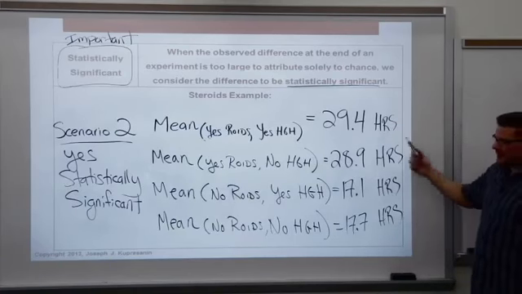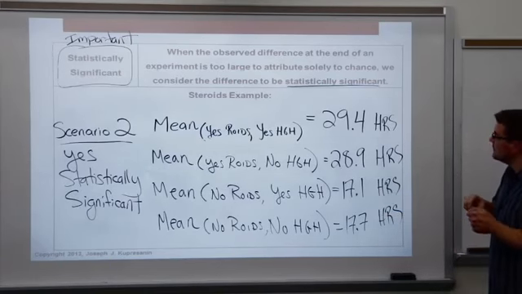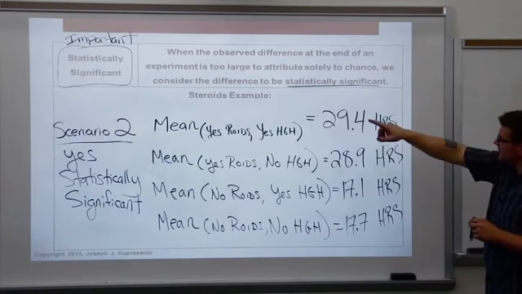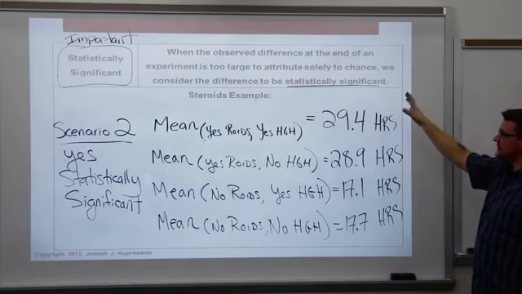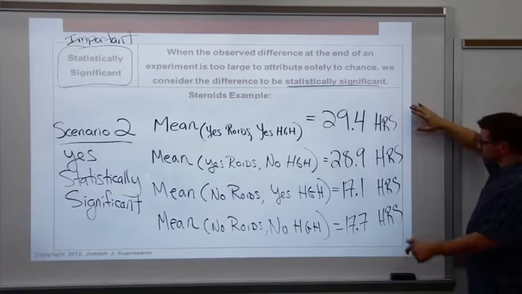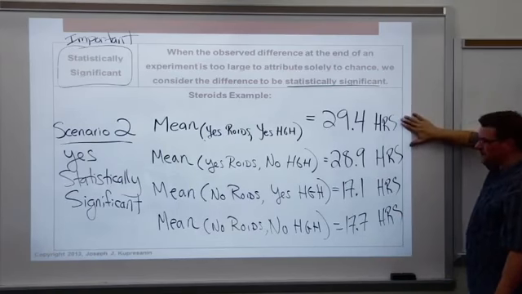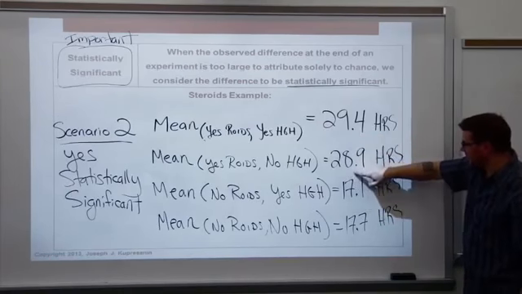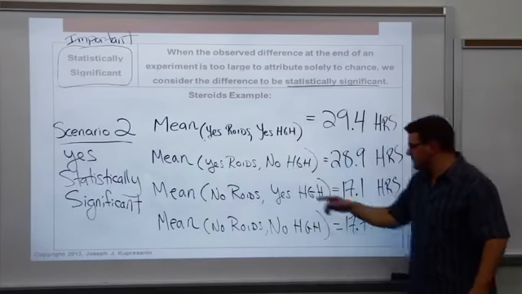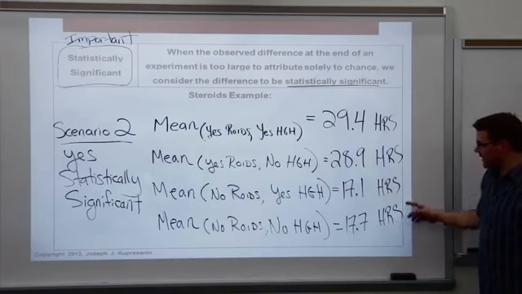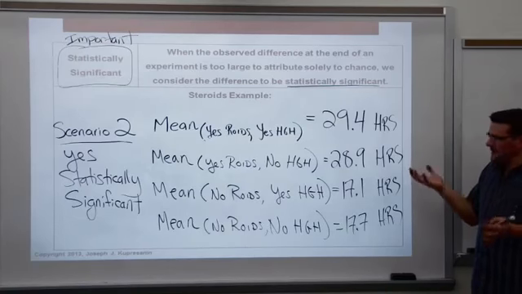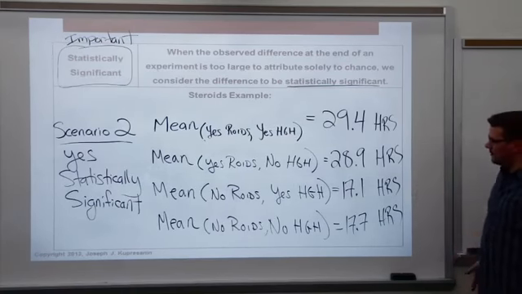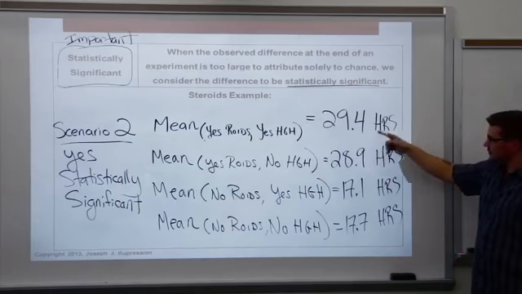I'm making this up. I'm doing the what-if game. Scenario 2. Statistically significant: when the observed difference at the end of an experiment is too large to attribute to chance. Do you think the flip of the coin was responsible for 29.4 and 28.9 in my roids groups, whereas we're down in the 17s for my no roids groups? It's so unlikely that the flip of the coin could have put all the best power hitters into the roids group.